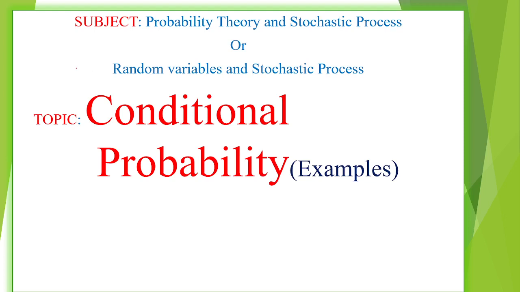I'm going to explain about conditional probability. If we take an example, a box contains 6 red balls and 5 white balls. Just assume that this is a box.